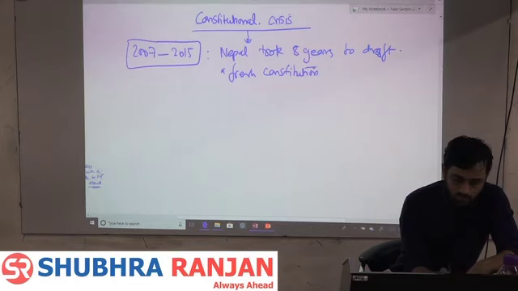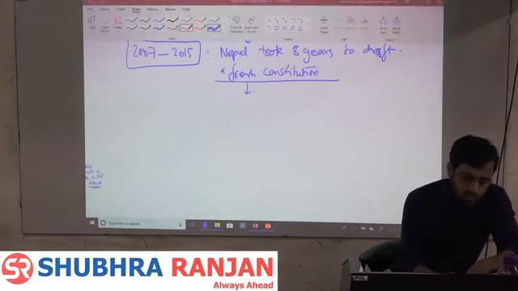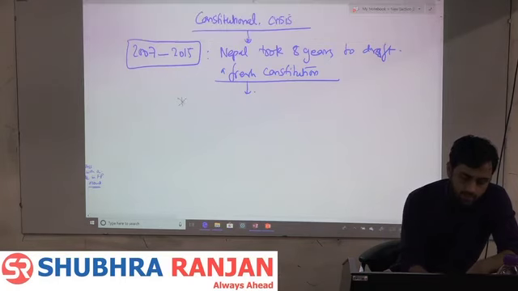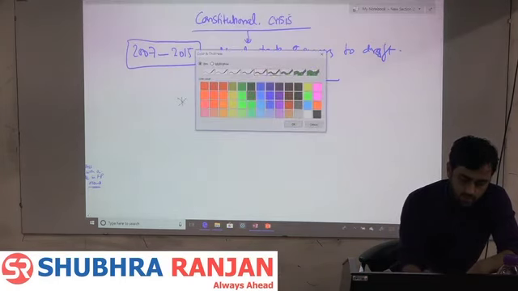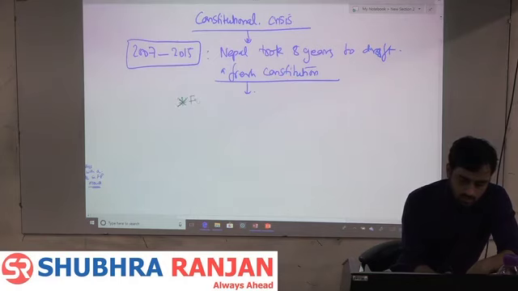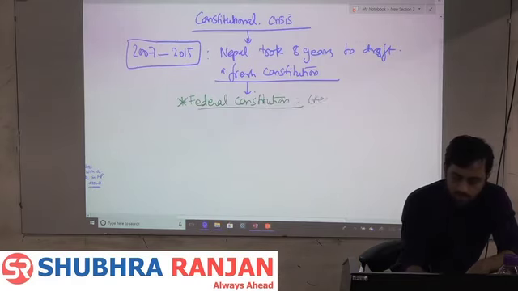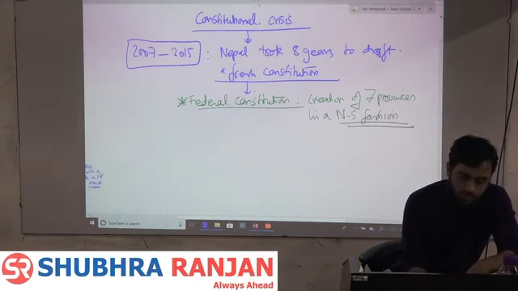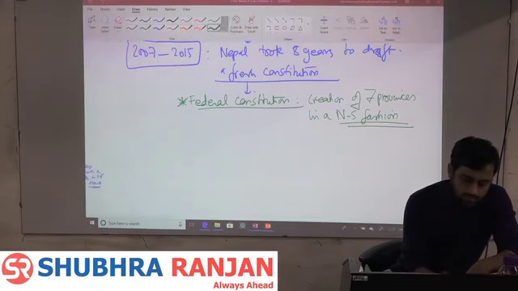What kind of constitution did they decide on? They decided on a federal constitution and the creation of 7 provinces in a north-south fashion.